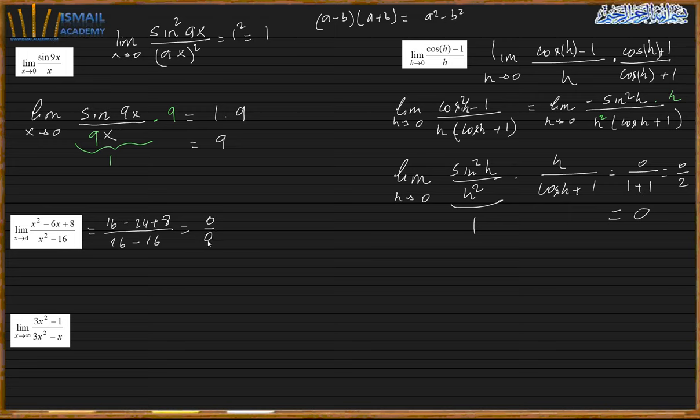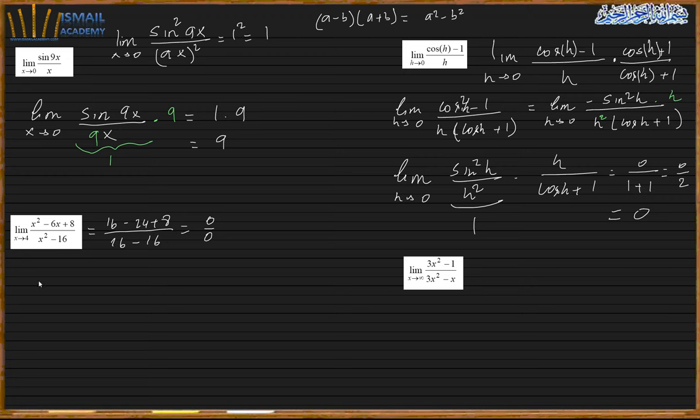When you have 0 over 0, that means you can factor the numerator and you can factor the denominator. If you struggle with factoring, as long as you have x equal 4 here, you already have one factor, because that 4 makes this equal 0.